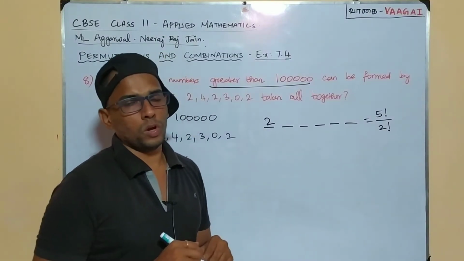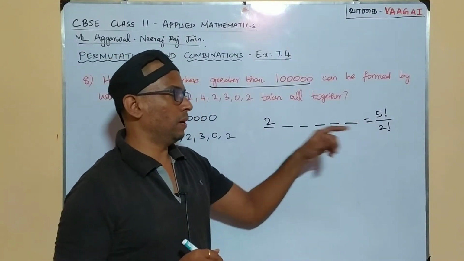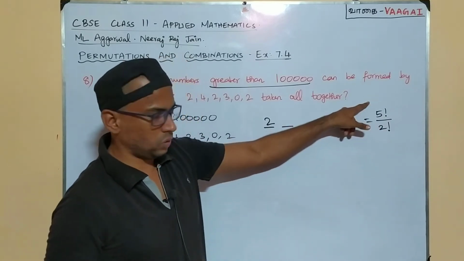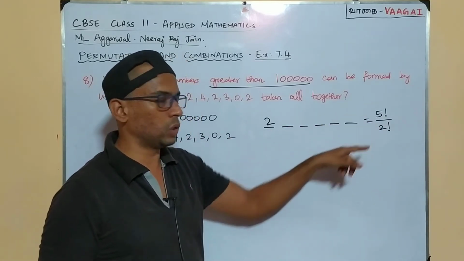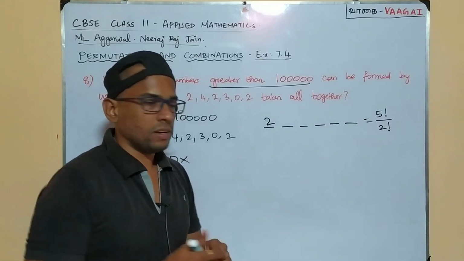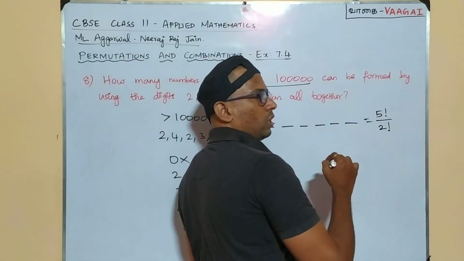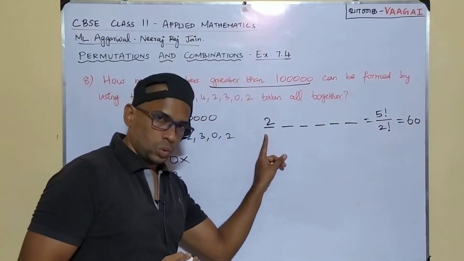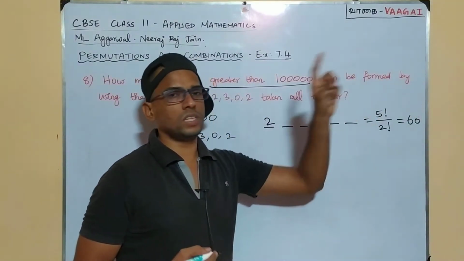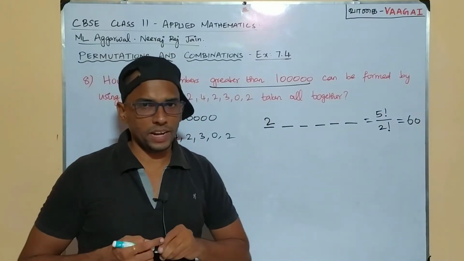So what do you get as your answer here? 5 factorial is 120, and 2 factorial is 2. So 120 by 2 is going to be 60, right? Yes, so this is 60. That means starting with 2, you can form 60 numbers. This is the meaning. I hope now the idea is clear to you, okay?